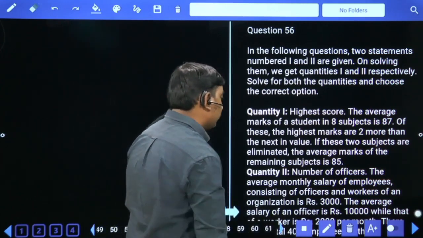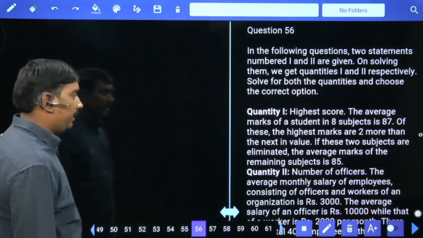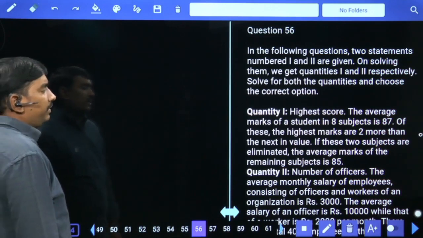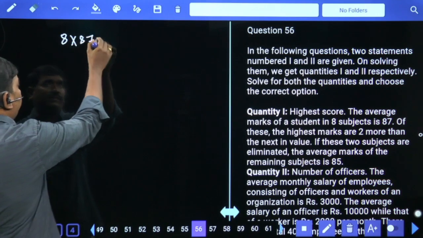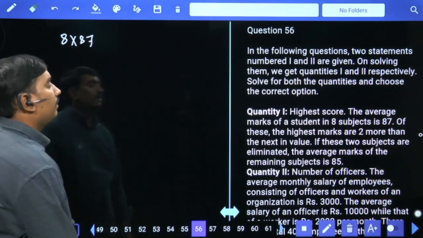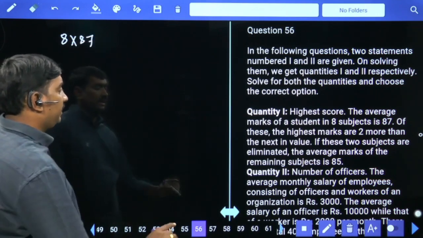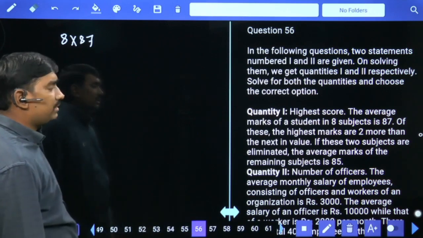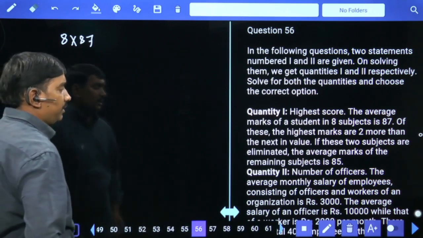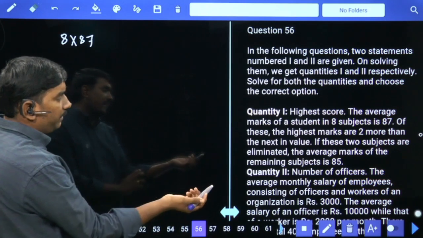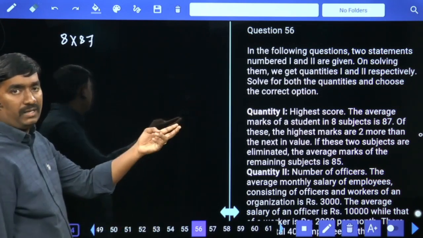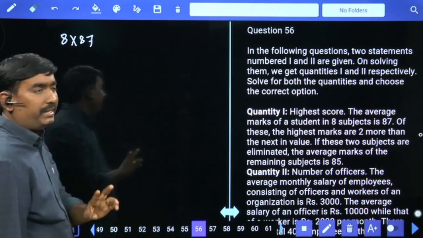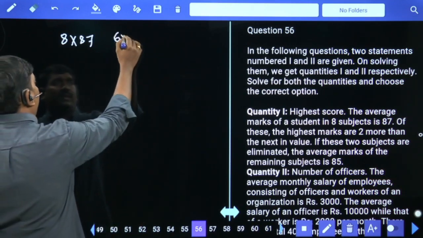Next. Highest score we need to find out. Average marks of a student in 8 subjects is 87. Total 8 into 87. Of these, the highest marks are 2 more than the next in value. These 2 subjects are eliminated. Average marks of the remaining subjects is 85. Out of 8 subjects, 2 subjects are eliminated. Remaining 6 subjects average 85.